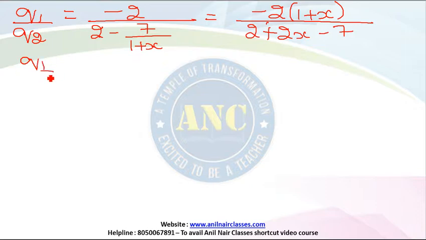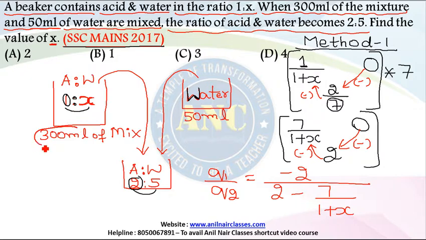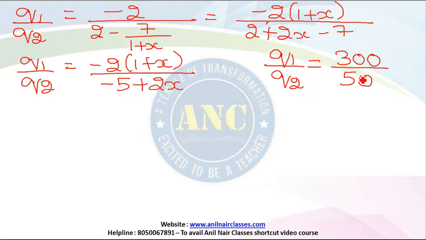So Q1 by Q2 becomes minus 2 into 1 plus x divided by 2 minus 7. It is minus 5 plus 2x. But can I also say that 300 ml of mixture from vessel 1 is taken, 50 ml of water from vessel 2 is taken, and they are mixed? That means I can also say that Q1 by Q2, the first quantity taken to form the third mixture is 300 ml. The second quantity taken to form the third mixture is 50 ml.